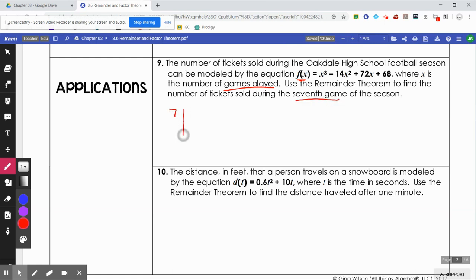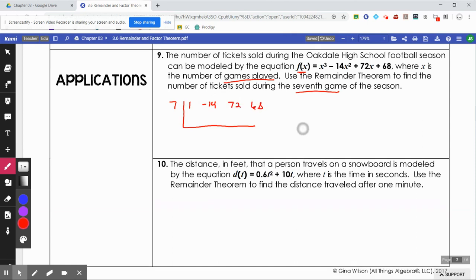So we're going to plug 7 into our function, 1x to the third, -14x to the second, 72x to the first, and 68. We're simply plugging in 7 by using synthetic substitution. 1, 7, -7, -49, 23, 161. So our remainder is 229. That means we sold 229 tickets during the 7th game.